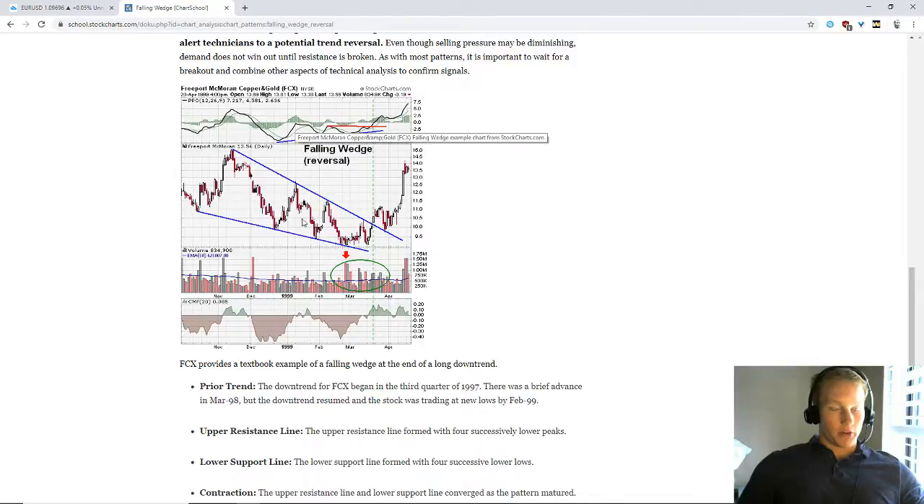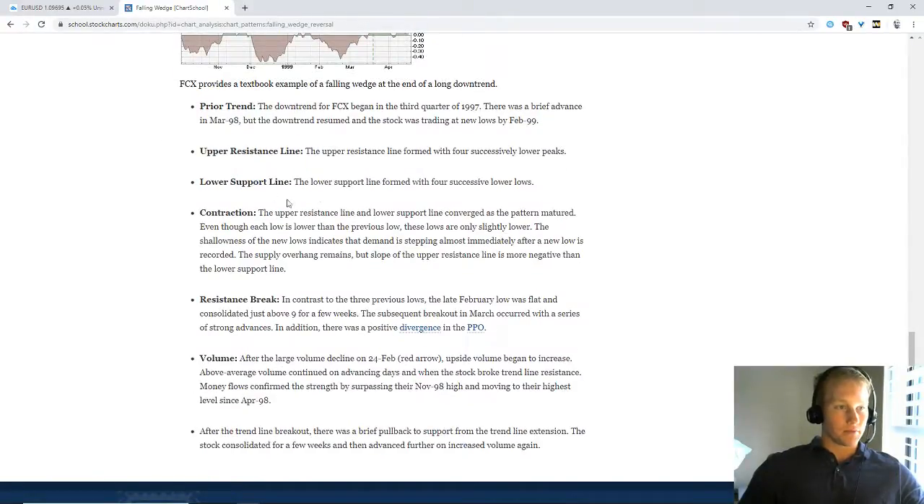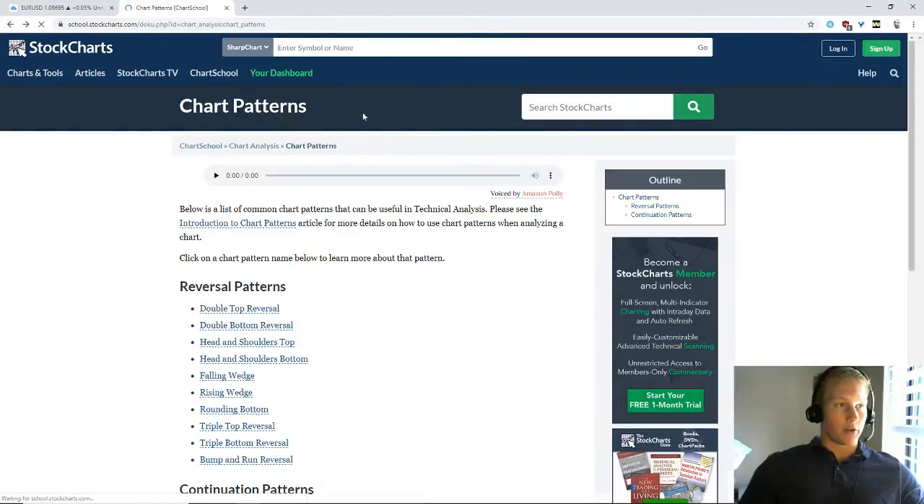Breakout, it breaks this upper trend line, and price pulls back, retests that resistance, turns support, and you get your move higher. So a lot of times you want to get long right on that breakout pullback if you can't find a double bottom or something like that. We'll read through the rising wedge real quick too.